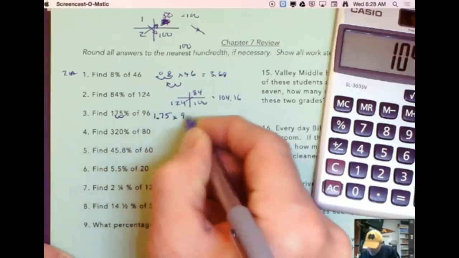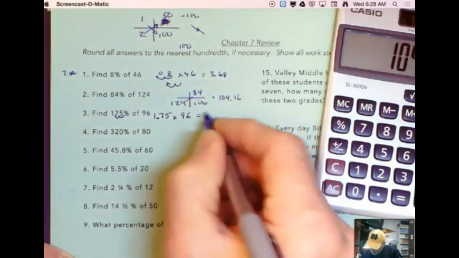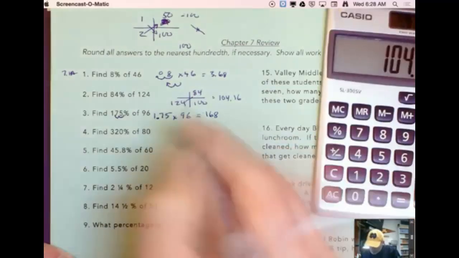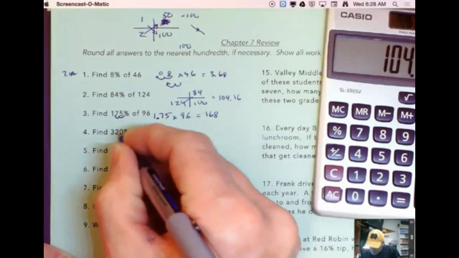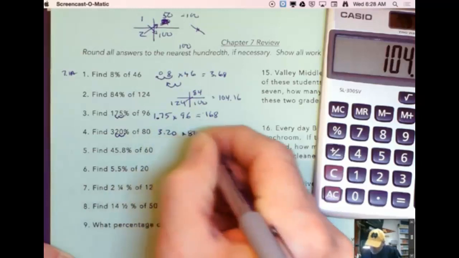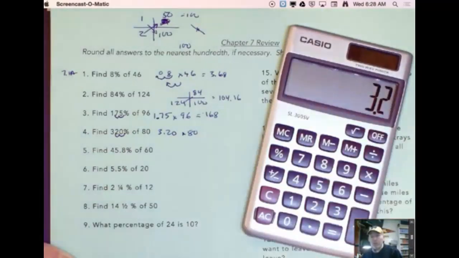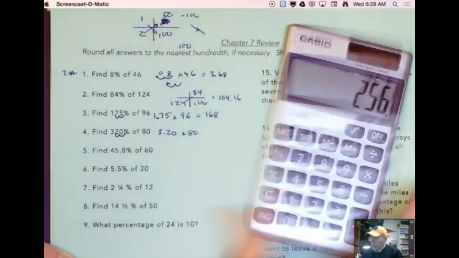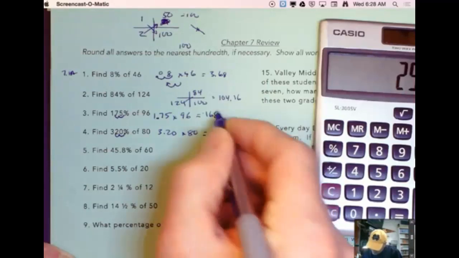times 96. And some of these I'm just going to take the answers off my sheet here. That would equal 168. Okay? Instead of popping them all into the calculator. We have to find 320%. I'm going to move that decimal. It's here at the end of the number. 1, 2. So that's 3.20 times 80. I'll do that one for you. 3.2 is the same as 3.20 times 80. And that equals 256. I'll circle my answers on here so you see them.